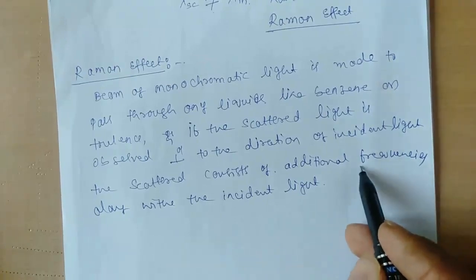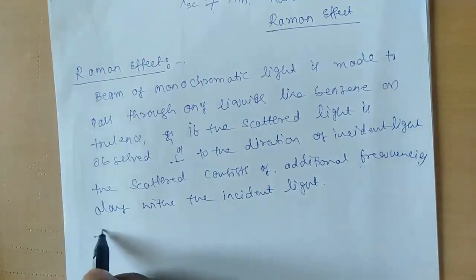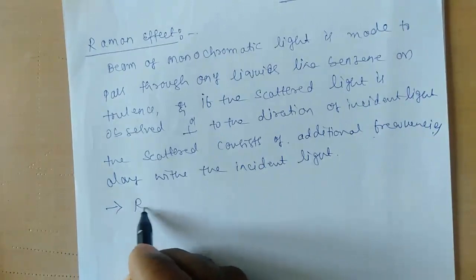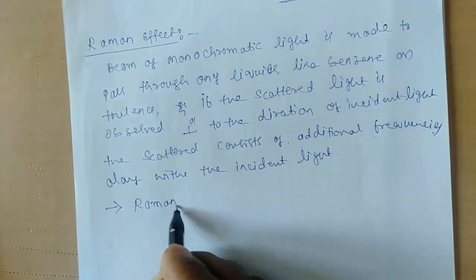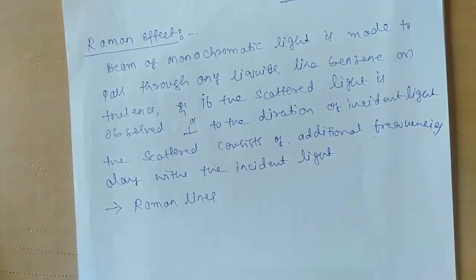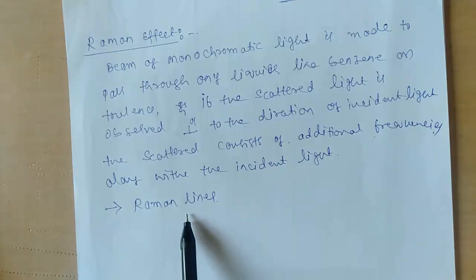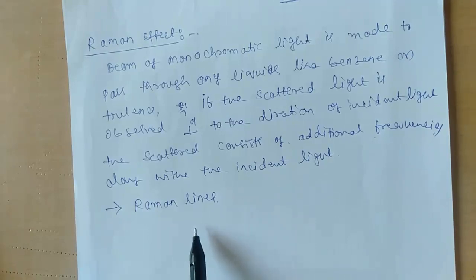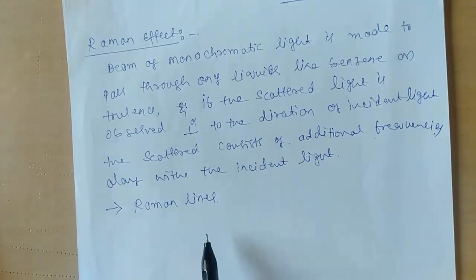The additional frequency spectral lines that we get are known as Raman lines. That is, those spectral lines with additional frequencies other than that of the incident light are called Raman lines. The spectrum will be called the Raman spectrum, and this total effect is known as the Raman effect.